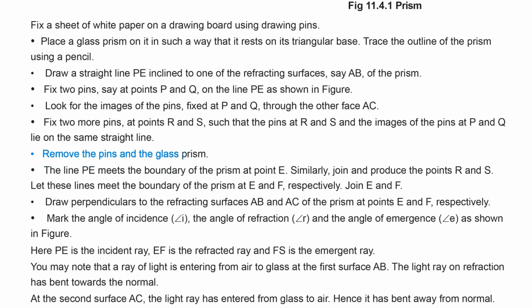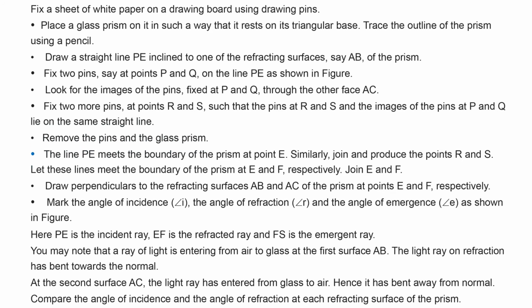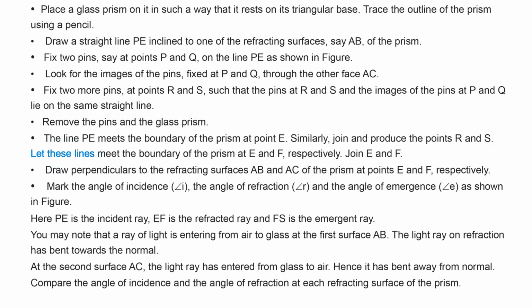Remove the pins and the glass prism. The line PE meets the boundary of the prism at point E. Similarly, join and produce the points R and S. Let these lines meet the boundary of the prism at E and F, respectively.